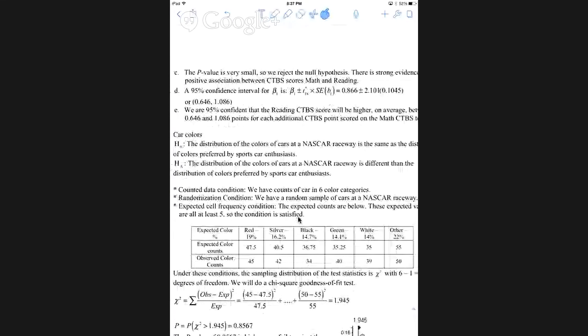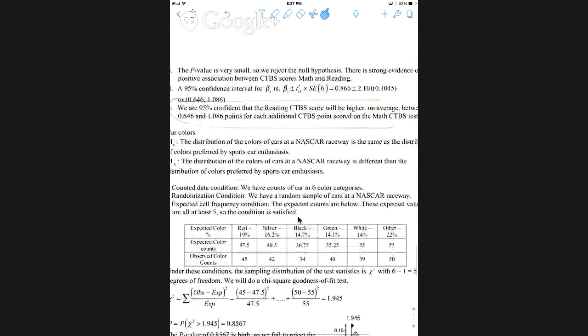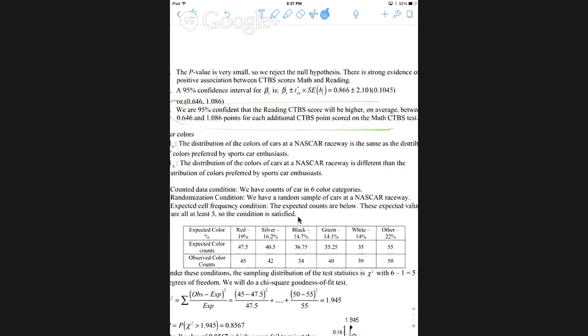Now, I'm going to put it on the screen really quick, what I have in terms of that answer. Okay, so here you go. I know it's kind of hard to see, but we're on E right here. We are 95% confident that the reading CTBS score will be higher on average between 0.646 and 1.086 points for each additional CTBS point scored on the math CTBS test.